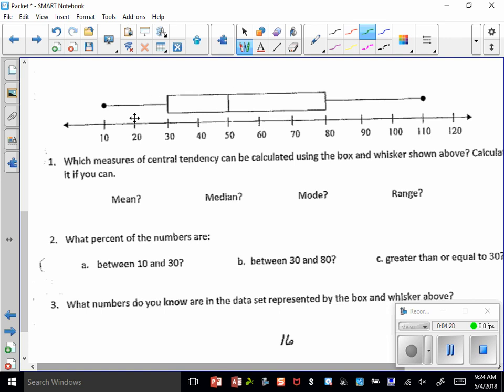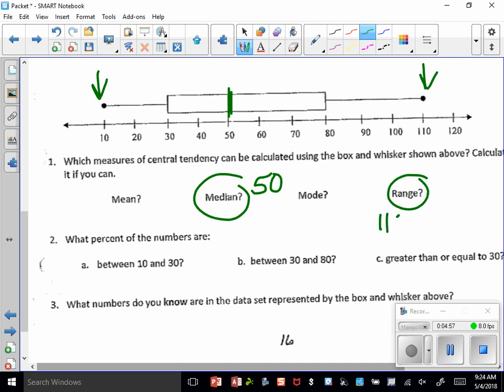Okay, the other ones could be like an average of something. So I don't know how to find the mean from a box and whisker plot. I do know the median because it's right here. That's the median right there. We'll go ahead and put 50 for that because that's easy to do. I cannot tell the mode. I can't tell which sets of data are repeating most frequently. I can tell the range because I know this is the least number and the greatest number. So I have 110 minus 10, 100. Okay, so that's really what you can tell from there.